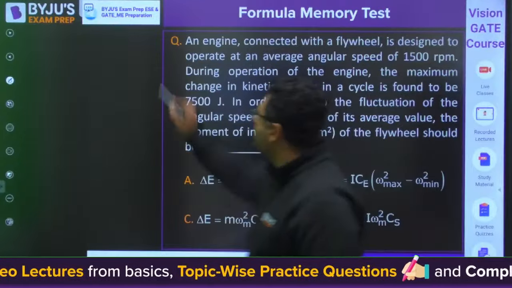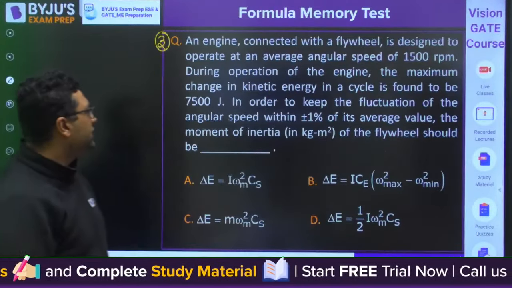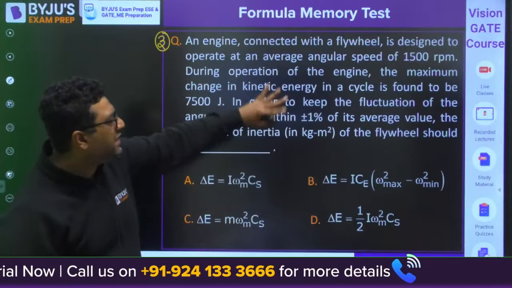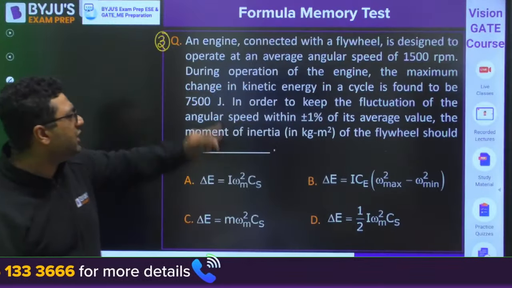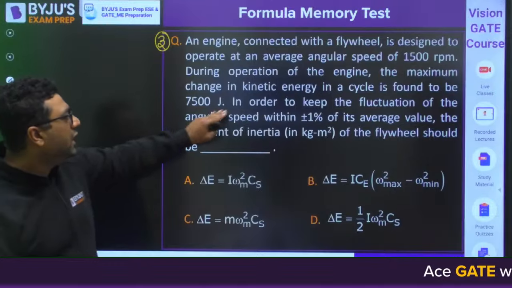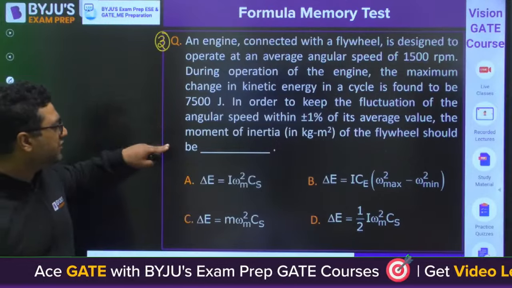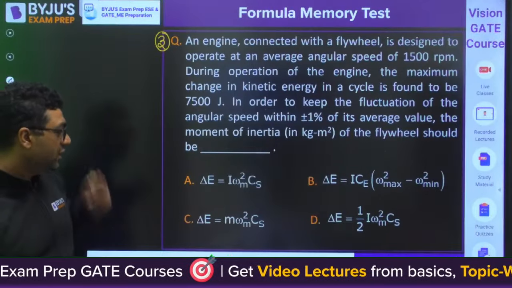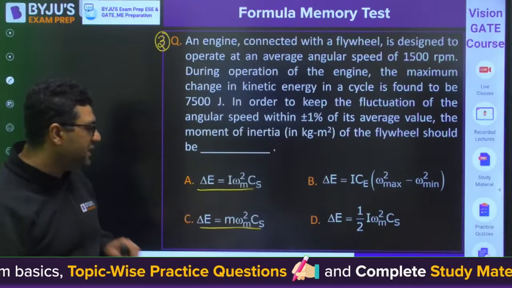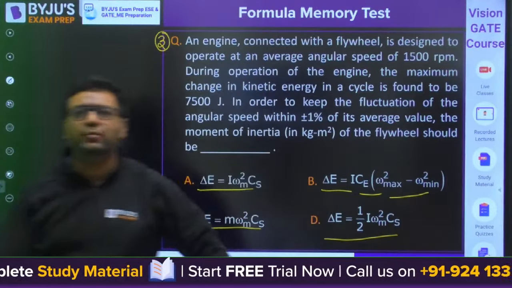Question number 3, my dear, this is from Flywheel. So I have taken one question from every chapter. If you see this question, an engine connected with a flywheel is designed to operate at an average angular speed. During operation of the engine, the maximum change in kinetic energy in a cycle is found to be 7500 joule. In order to keep the fluctuation of the angular speed within plus minus 1% of its average value, the moment of inertia of the flywheel is. So you can see the equations: delta E = I omega_m square Cs, or half I omega_mean square Cs, or I Cs into omega_max square minus omega_mean square.